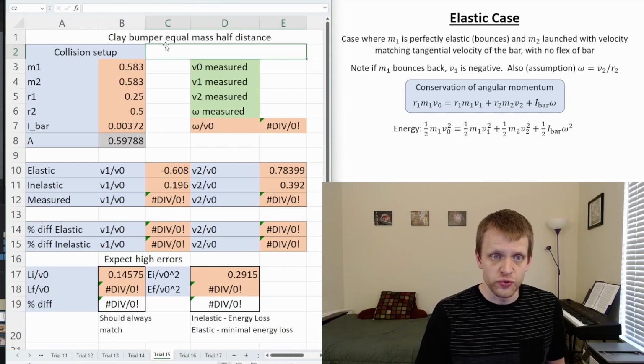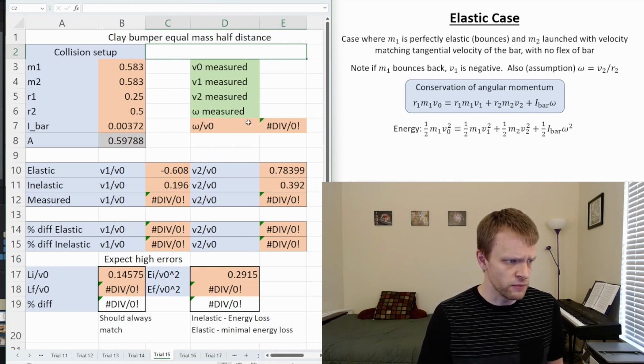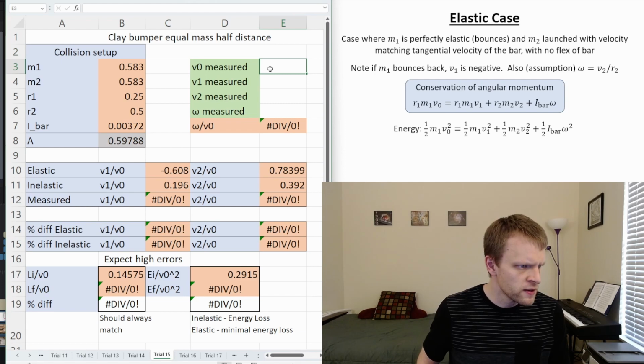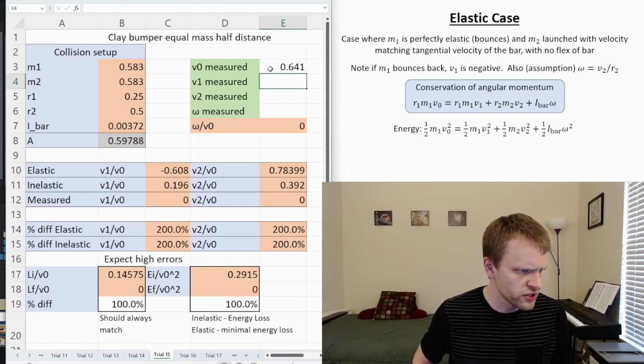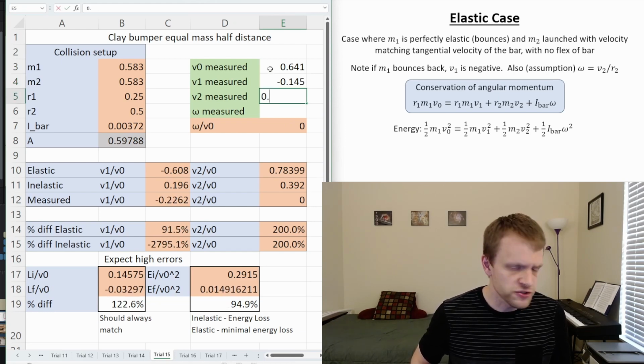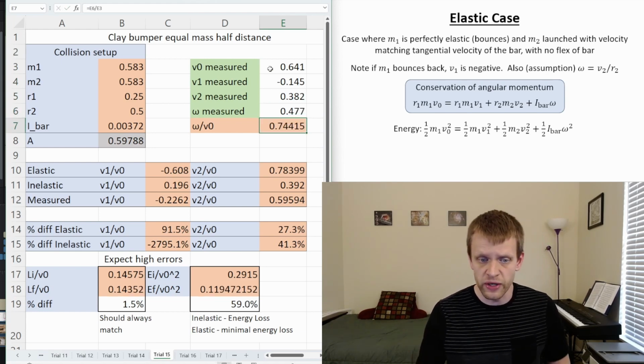Trial 15, this was doing the same thing, equal mass, half distance, but using the clay bumper, so there should be more than 20% energy loss. This should be a marked increase in the energy loss. So initial velocity is 0.641 before the collision. Cart 1 after is negative 0.145. Cart 2 after is 0.382. And the angular velocity of the bar is 0.477, what I measured for that one.